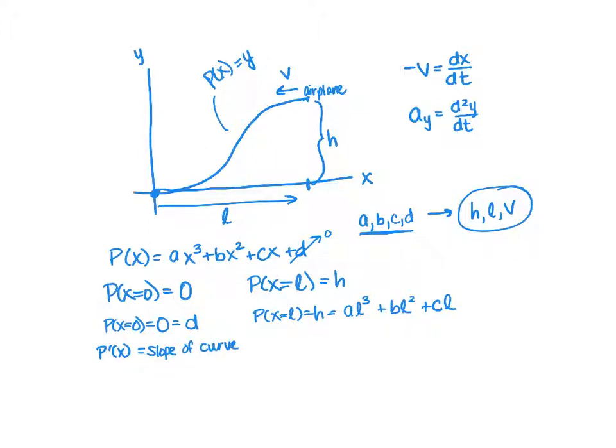And if you notice, at the very beginning and at the end, the slope of the curve is 0. So this is 0 at x equals L and at x equals 0. And that's our other two conditions that we're going to use to help us figure out some constants.